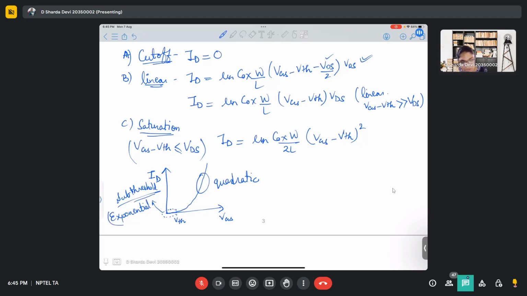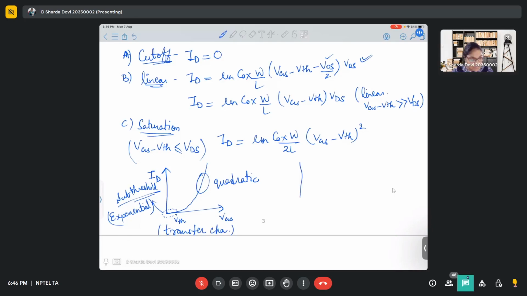In sub-threshold region, your current is exponential, whereas after threshold, your current behavior changes to quadratic. Okay? And it is never 0. Please keep that in mind. Below threshold, the current is never 0. It is very small, but it is exponential in nature. Okay? So this was transfer characteristics.